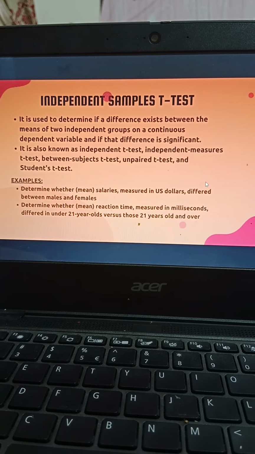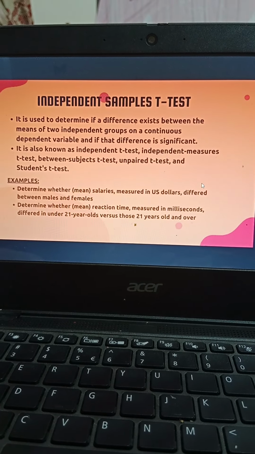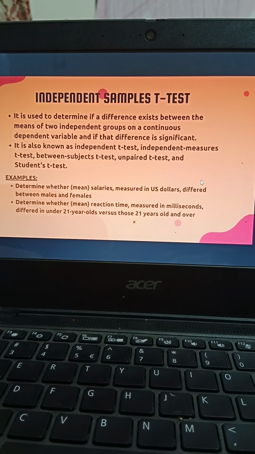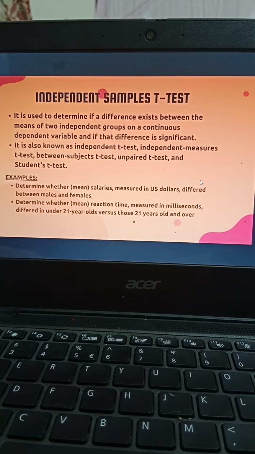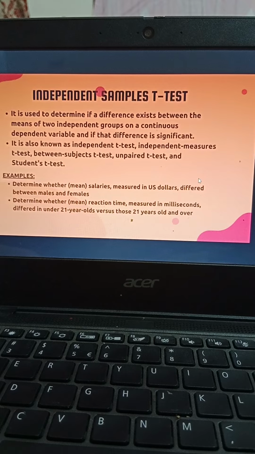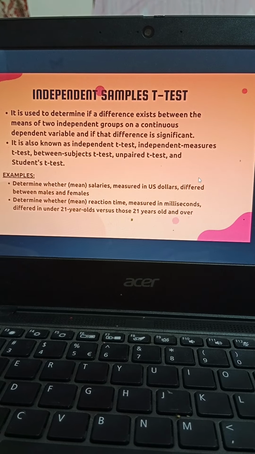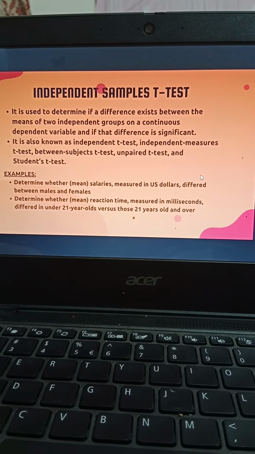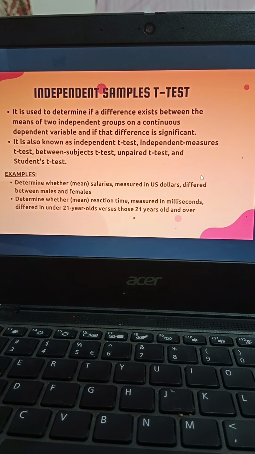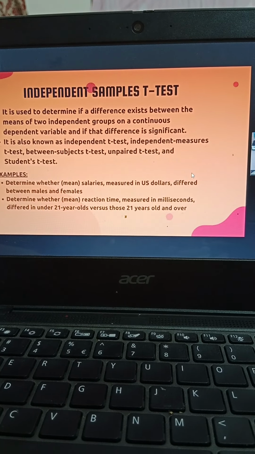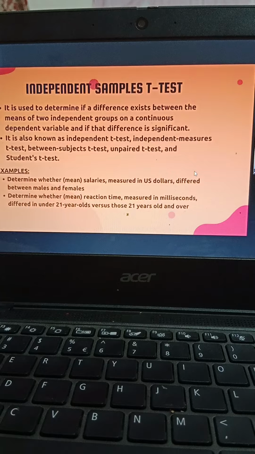So what is an independent samples t-test? It is used to determine if a difference exists between the means of two independent groups on a continuous dependent variable and if that difference is significant. It is also known as the independent t-test, independent measures t-test, between subjects t-test, unpaired t-test, and student's t-test. So these are the other terms of this test that we are trying to learn.